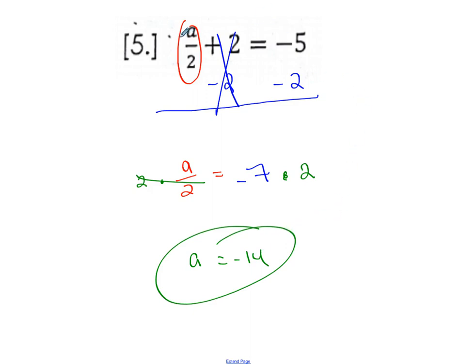Again, you want to check your work? Go back in here, plug in negative 14 into a. Negative 14 divided by 2 is negative 7. Negative 7 plus 2 is negative 5. Yep.